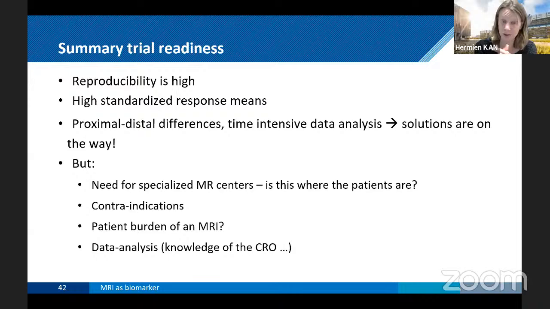Of course, there are contraindications for an MRI. As I explained in the beginning, it's a very big magnet. So a patient with a scoliosis operation will not be able to go into the scanner. Well, maybe they can go, but I'm not sure about the data quality. There is the patient burden of an MRI, right? If you only do a fat fraction measurement of a couple of minutes, it's not so high. But if you keep patients in the scanner for half an hour to an hour, it is perceived as a burden. And the data analysis so far is still an expert task.